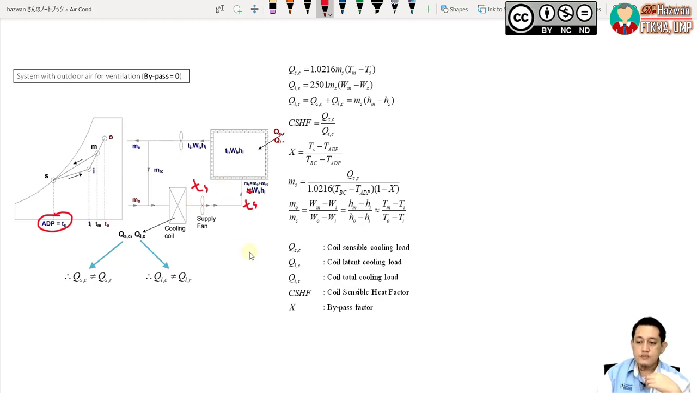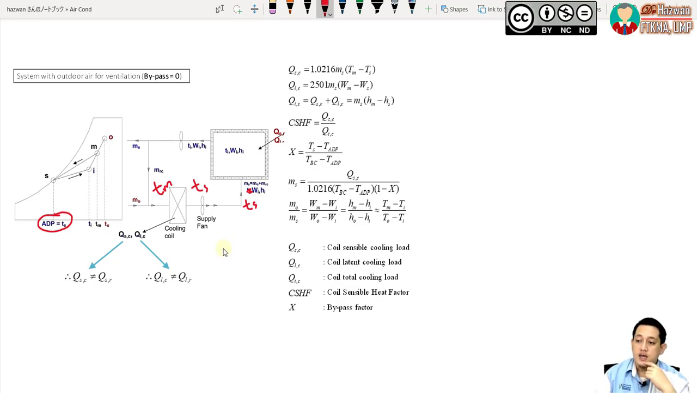So when we want to calculate the sensible heat of this cooling coil, as I mentioned earlier, we need to use the temperature before and after the cooling coil. Before the cooling coil, the temperature is Tm, which means the mixture temperature.